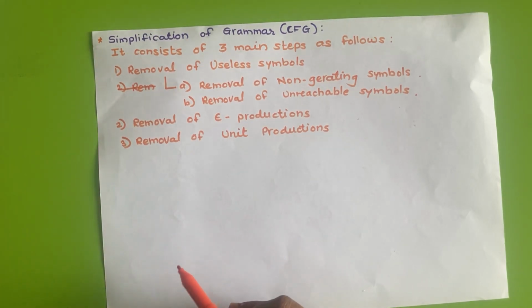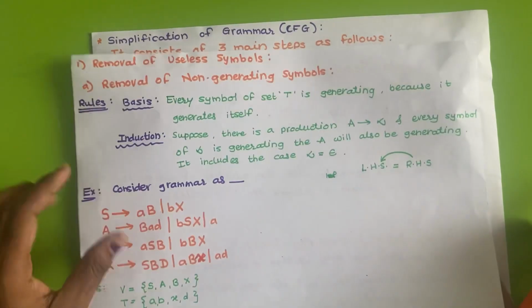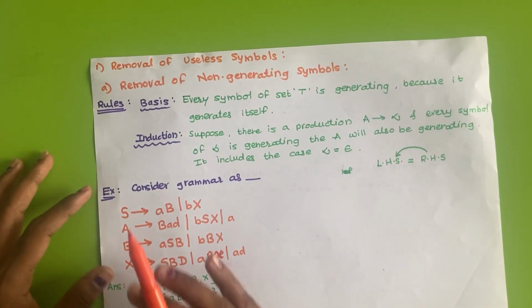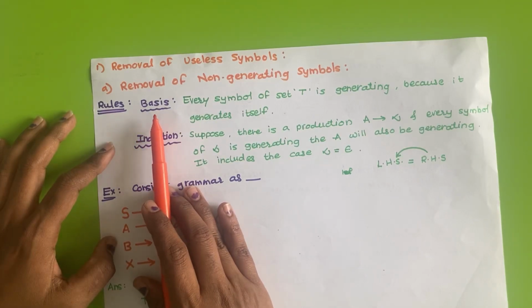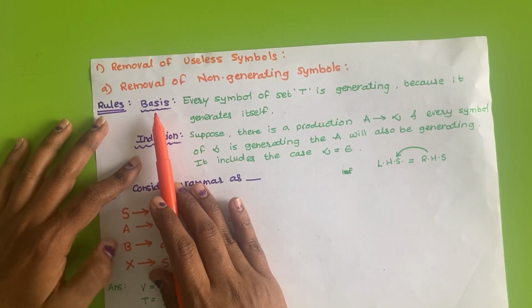First we will start with the first step, that is removal of useless symbols. And first we will start with the basic step, that is removal of non-generating symbols. While removing non-generating symbols, we have two rules. First is the basis rule, and second is the induction rule.